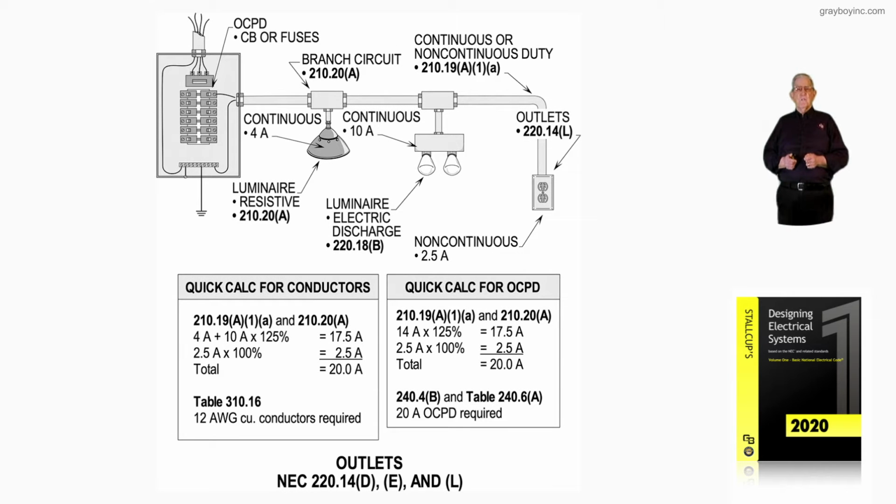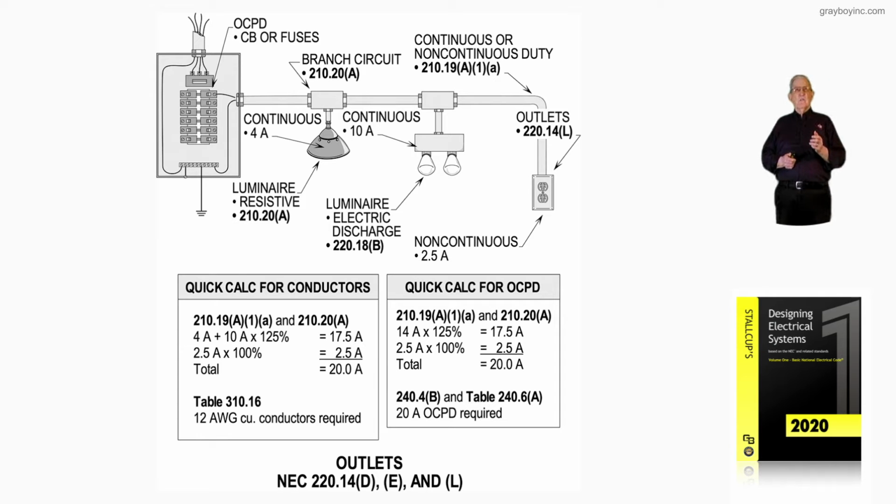Now, this illustration deals with outlets. Either we have combination loads or the same type of loads. But this is in accordance with 220.14, D as in dog, E as in Ed, and L as in love. Now, notice in the information in the illustration at the very top, we have a circuit breaker or fuse.